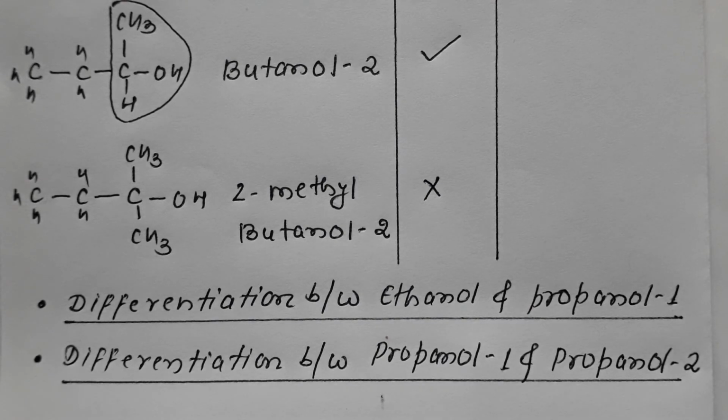So again, this iodoform test can be utilized to differentiate between ethanol and propanol. Ethanol 1 and propanol 1 can be differentiated using the iodoform test, because ethanol will give the test due to the presence of the group, and propanol 1 will not give the test due to absence of the group. Differentiation between propanol 1 and propanol 2: propanol 1 does not have that group, so it will not give the test. Propanol 2 has the group, therefore it will give the test. This is how we can utilize the iodoform test to differentiate between compounds.